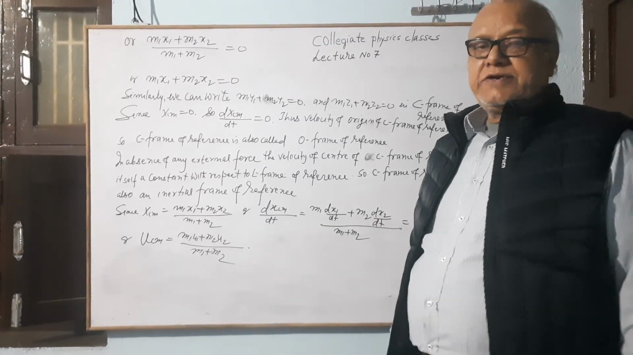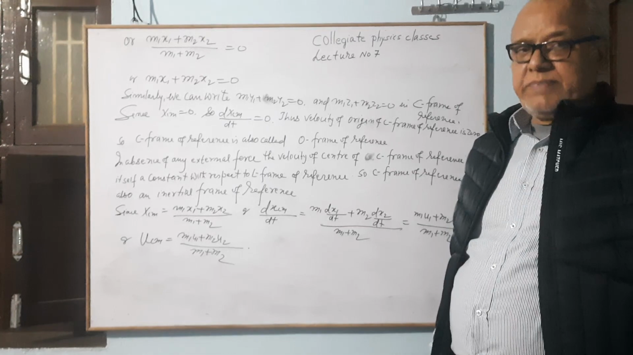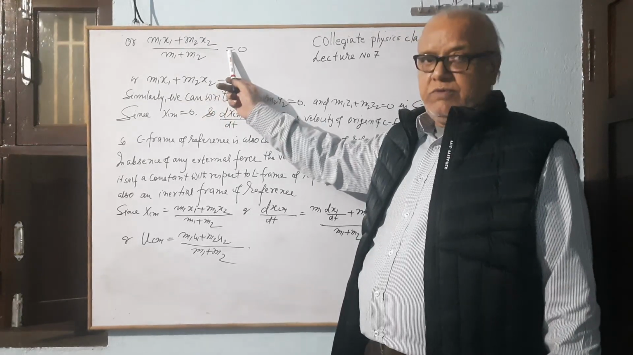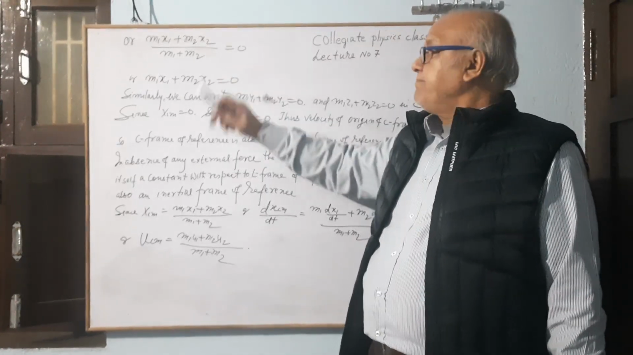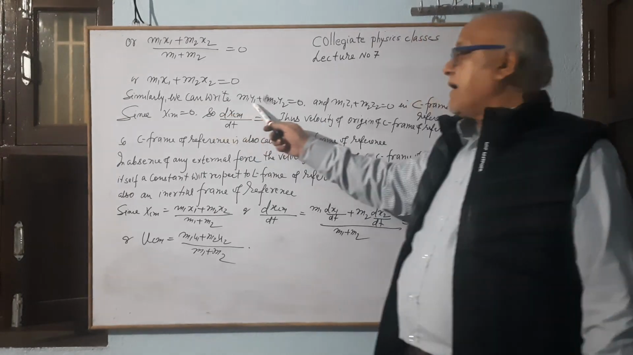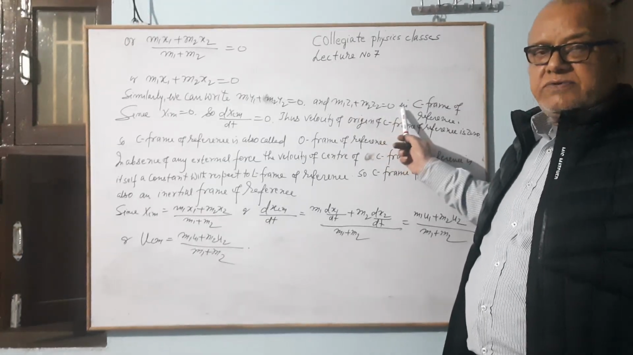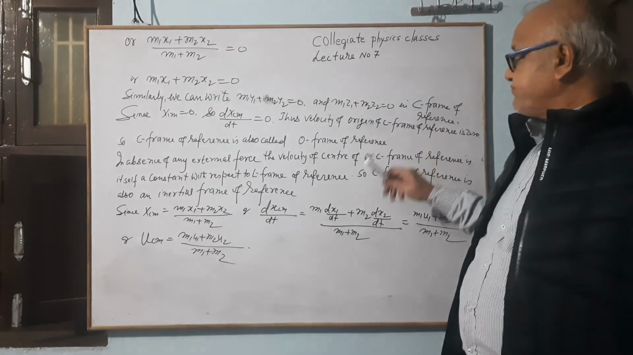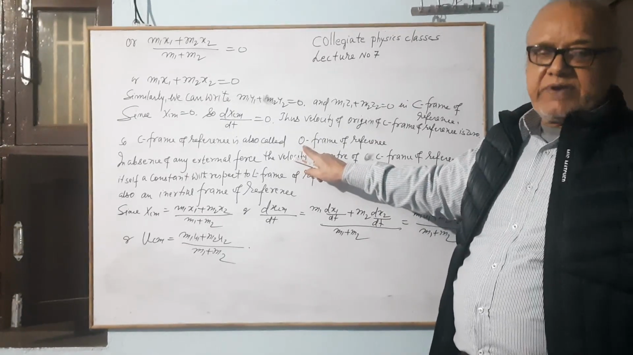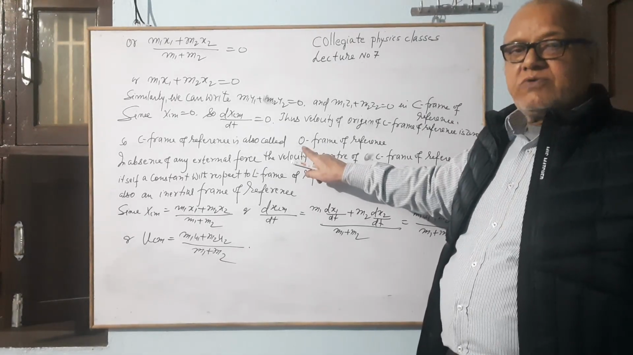Thus, we have seen that xcm is equal to 0 when the origin is taken at the center of mass. Thus, (m1 x1 + m2 x2) / (m1 + m2) will be 0, because this is the value of xcm, or m1 x1 + m2 x2 will be 0. Similarly, we can write m1 y1 + m2 y2 = 0 and m1 z1 + m2 z2 = 0 in the 3-dimensional case. So, the C frame of reference is also called the zero-momentum frame of reference, because the center of mass is the origin.